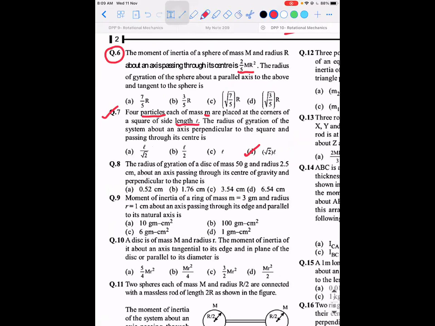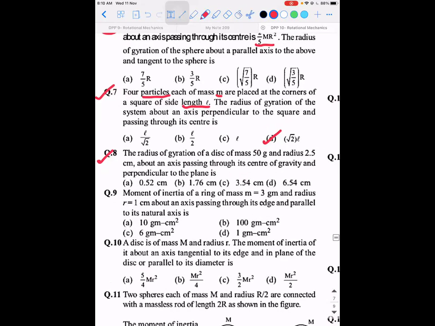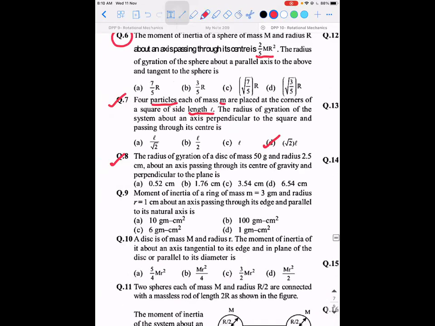Okay. Next. Do the next one and tell me. Make it fast. The radius of gyration of a disk of mass 50 grams and radius 2.5 centimeter about an axis passing through its center of gravity and perpendicular to the plane.